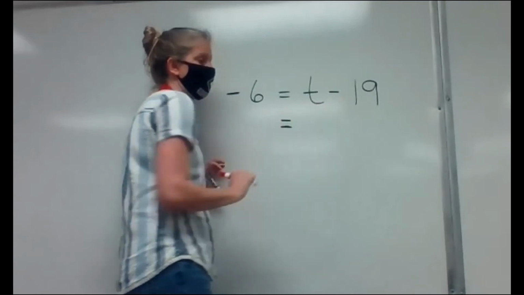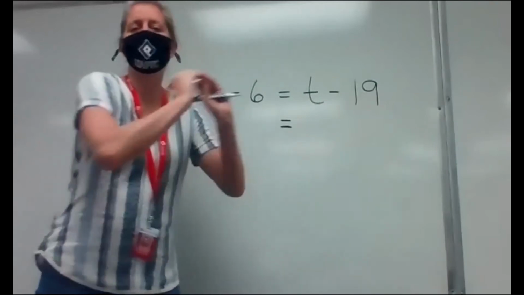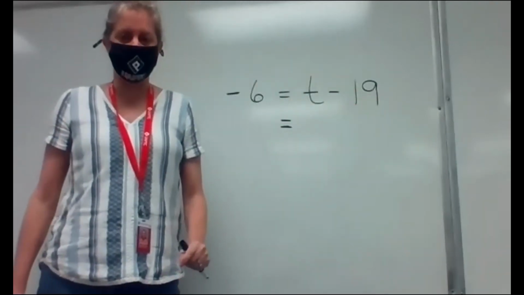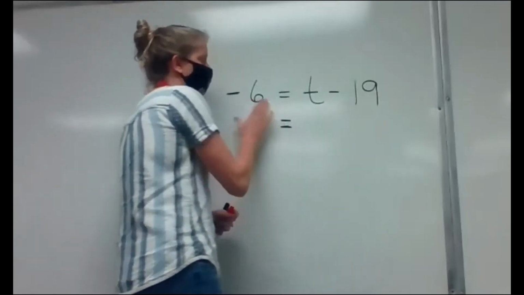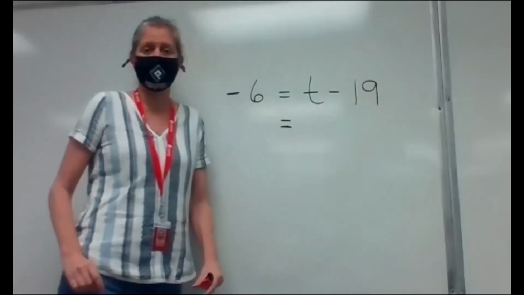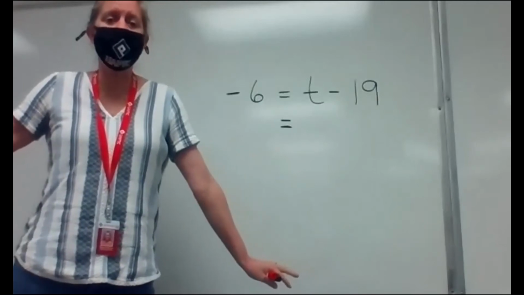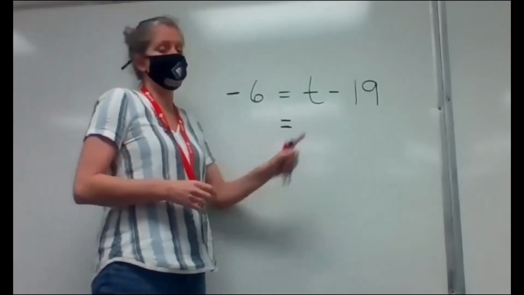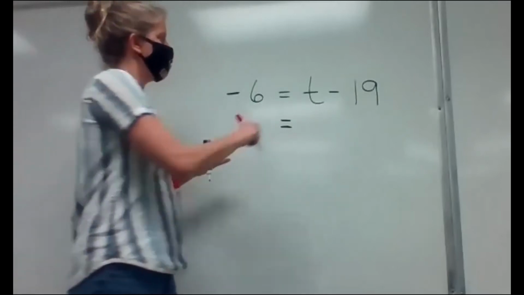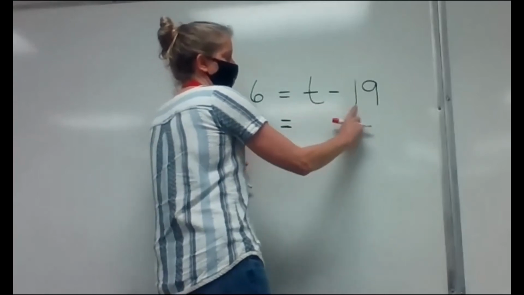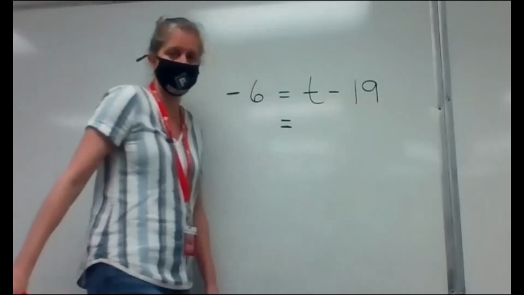You always want to work on the side where your letter is to get rid of anything else that is on that side. Which means I don't want to add the 6 and bring it over here. That means I'm bringing new stuff over to the t, and the t hates anything else. The t wants to be alone. It doesn't care what side it's on. So if this t is going to be by itself, I need to get rid of minus 19.